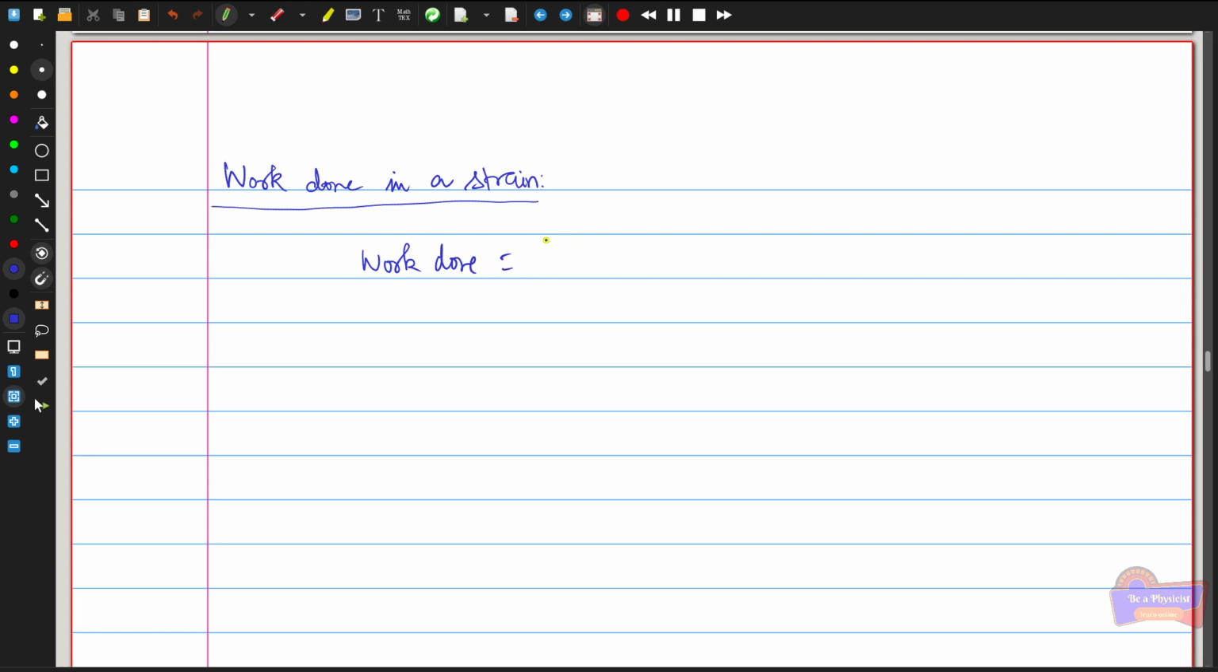half times stress into strain. This work done is stored as potential energy, and this potential energy is equivalent to half times stress into strain. This is what we have to prove. Whether it's a linear strain, a shear strain or a bulk strain, the work done is of this same form. First we have to see the linear strain.